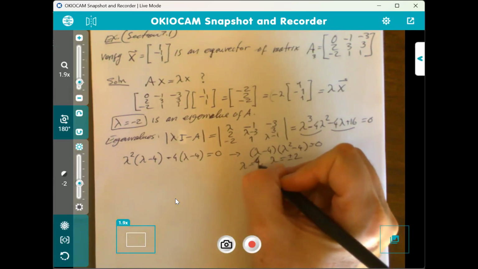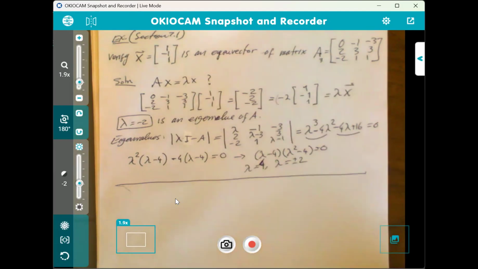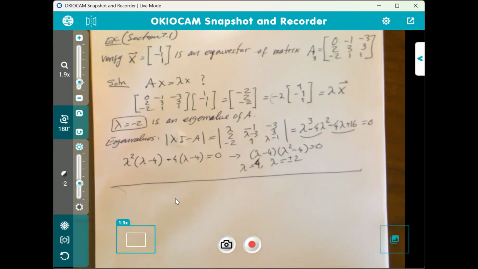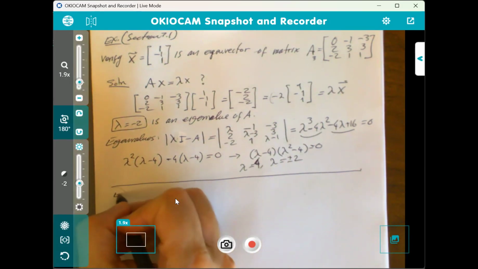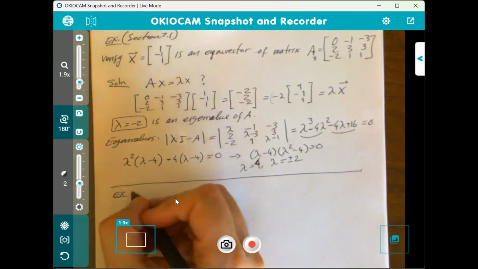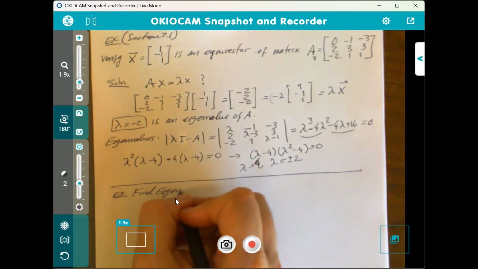So everybody's good on this example, I hope. So we're done with that. That's just verifying it. And I showed you how to find the eigenvalues, but not the eigenvectors yet. Our next example, this time, we want to find the eigenvectors.